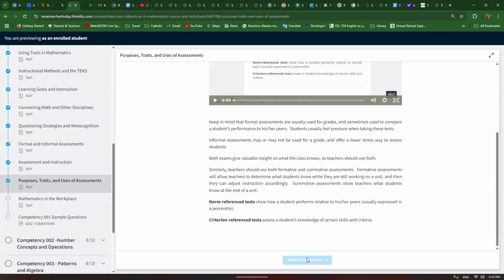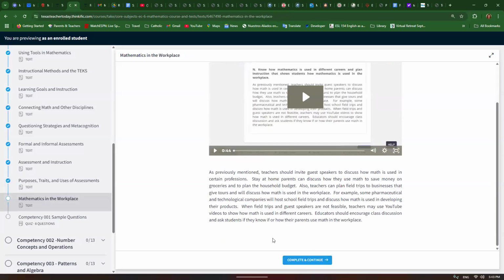And then we want to teach students how to use math and how we use math in the workplace by inviting guest speakers and things like that. And show them how math is used in the real world.